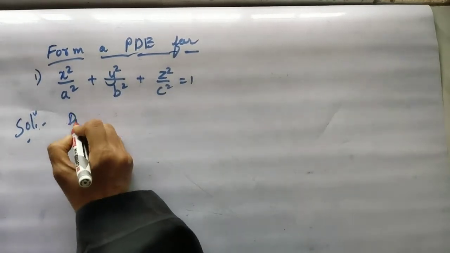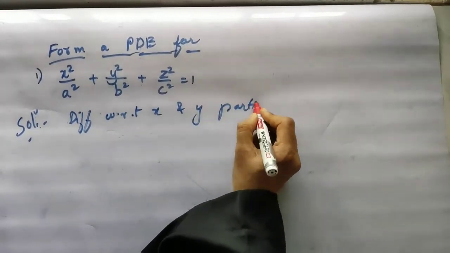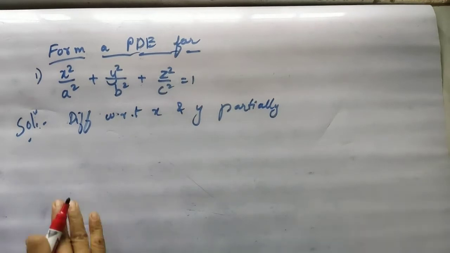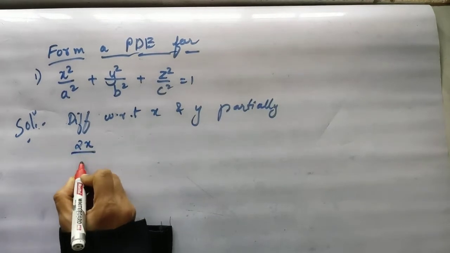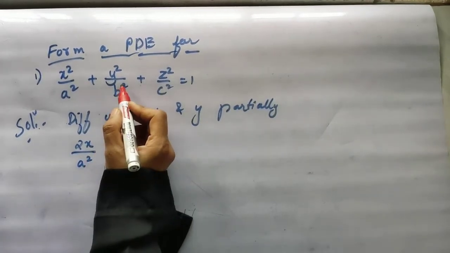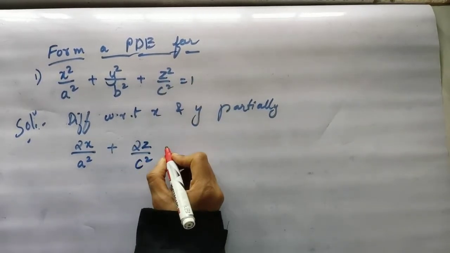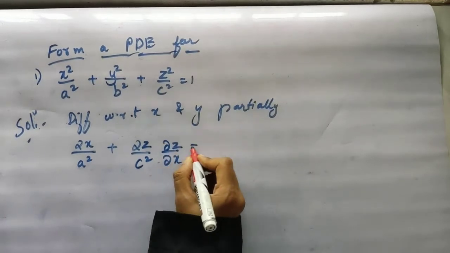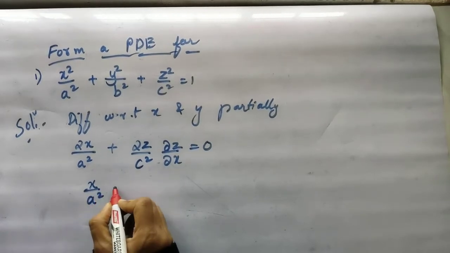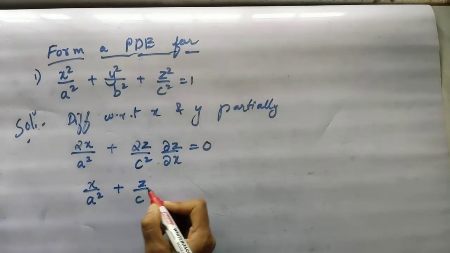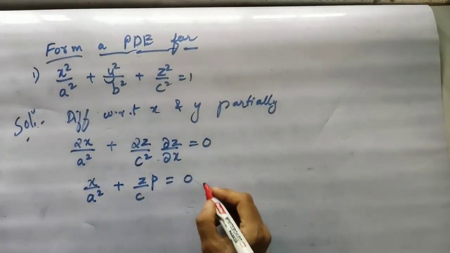So differentiating this with respect to x and y partially. First we'll differentiate with respect to x partially, then we differentiate with respect to y partially. So first derivative of the given equation with respect to x, it will be 2x divided by a square. Derivative of the second term with respect to x is 0, plus the third term, it will be 2z divided by c square into dou z by dou x is equal to 0 you get. Okay, and I can simplify and write it as x by a square plus z into p by c square is equal to 0, dividing by 2 throughout. So call this as equation 1.